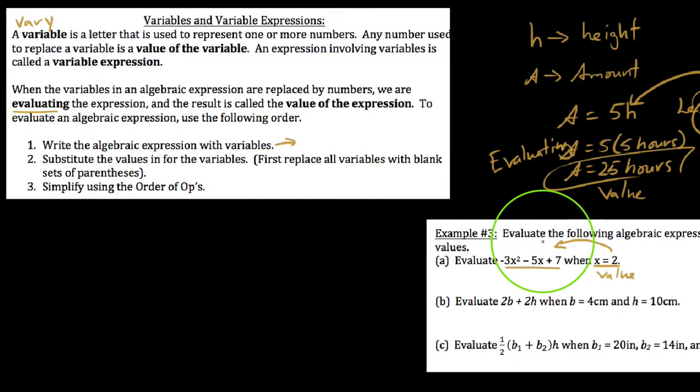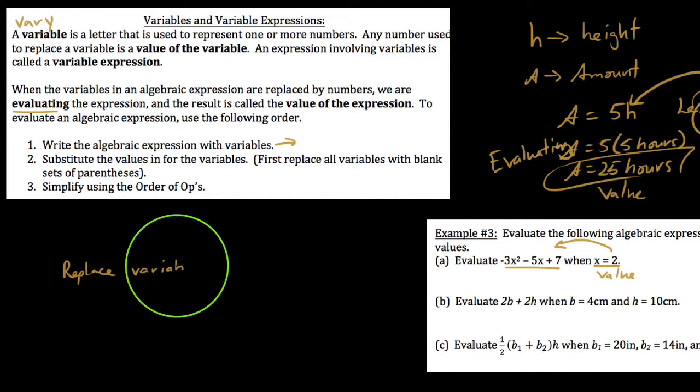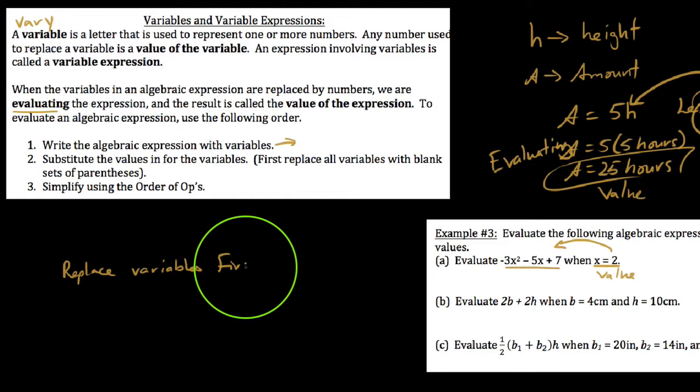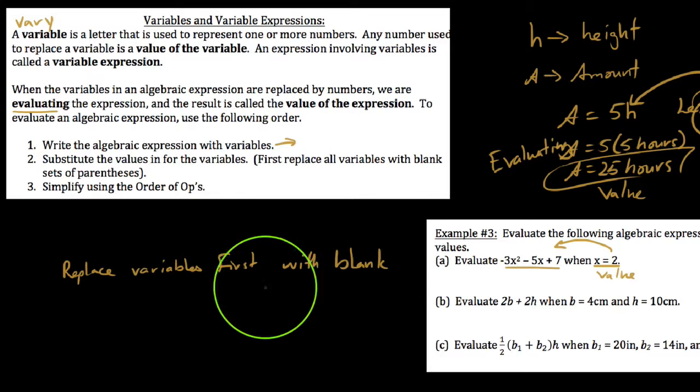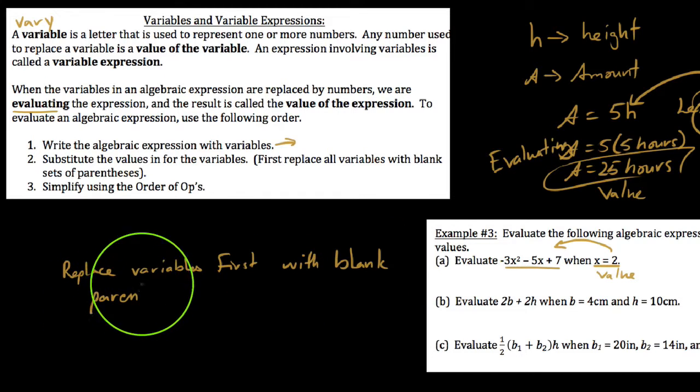So looking at this first example just really quickly, I'm going to make a suggestion, and it's always this. When you evaluate, we're going to replace all variables that we're evaluating for with blank parentheses. So we say replace variables first with blank parentheses. And this is just a personal thing. But if you watch my last video on order of operations, you can put parentheses around anything, and this is a good time to do it if you want to help you out with the order of operations.